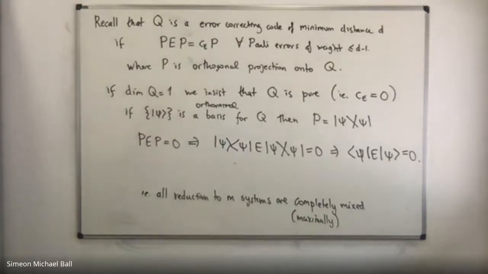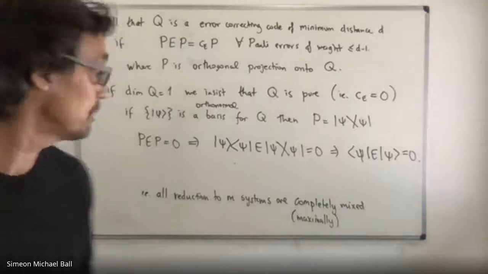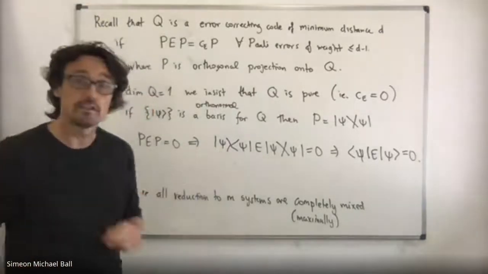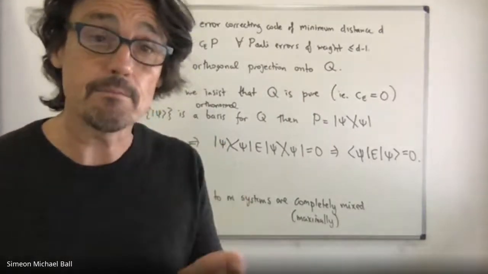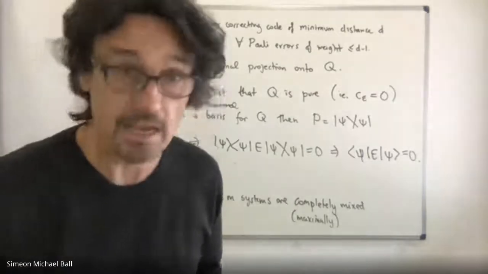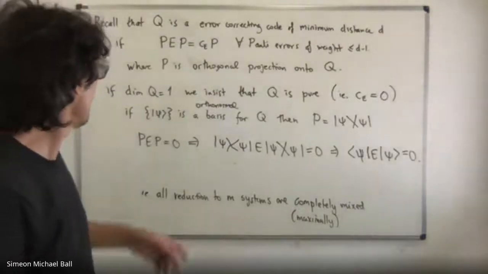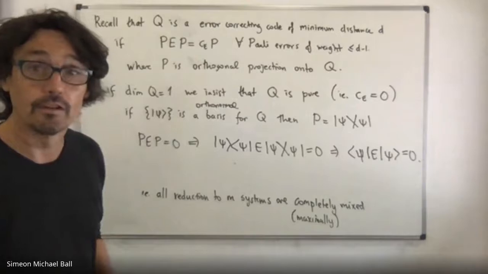And now for the main theorem of the entanglement measure section, we're now going to prove that the entanglement measure of a state psi is 1, i.e. it's a completely maximally entangled state for all reductions down onto M systems, if and only if this psi is a basis of an error correcting code.